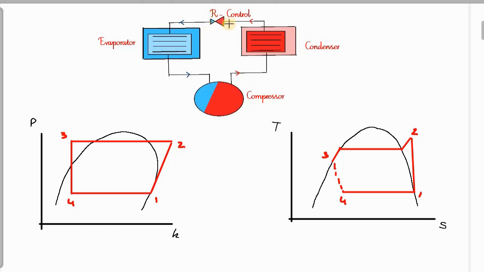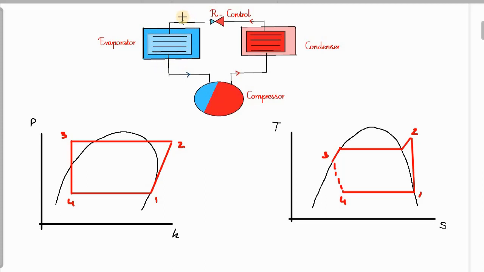Now the next term is the refrigerant control device, or expansion device. When the refrigerant enters this refrigerant control, it decreases the pressure of the refrigerant, because we need a low temperature of the refrigerant here. When the pressure of the refrigerant decreases, the temperature will automatically decrease. Okay, and now this is our evaporator, and here it evaporates the refrigerant.